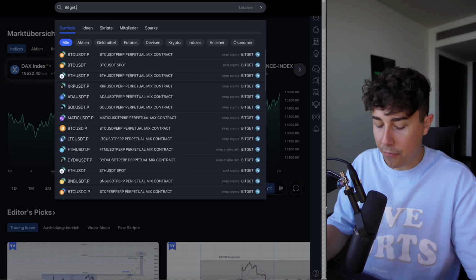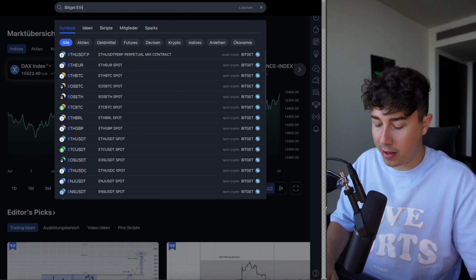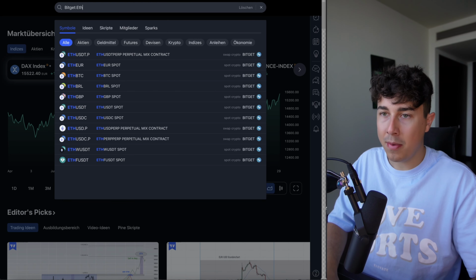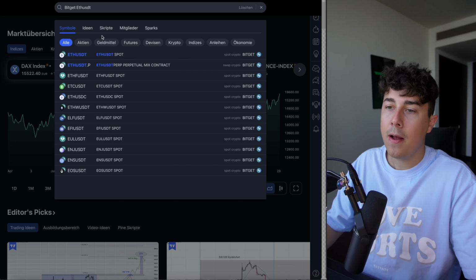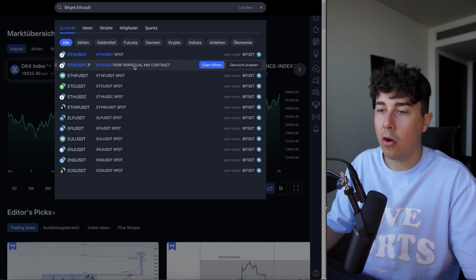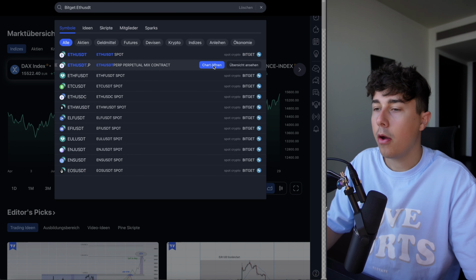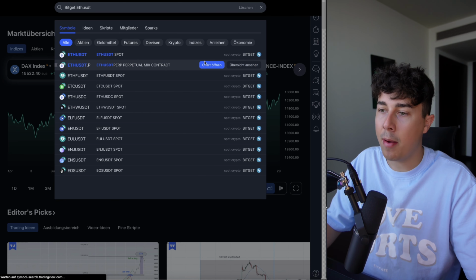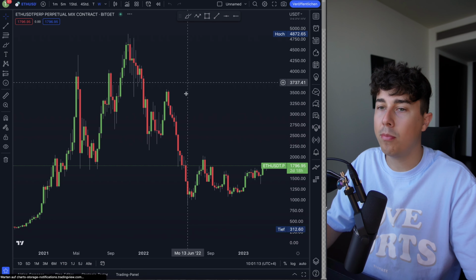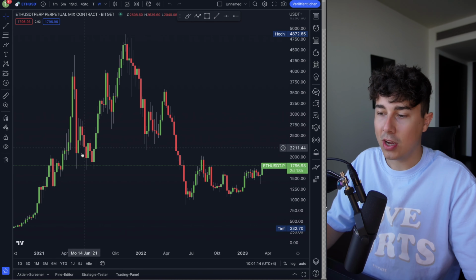After our broker, we go with our asset, and this is for today Ethereum against USDT. Then you will see there are two options, and we go here with the perpetual mixed contract, which is the future market. So I'm going here on open chart on the blue button, and you will see the chart will directly open.